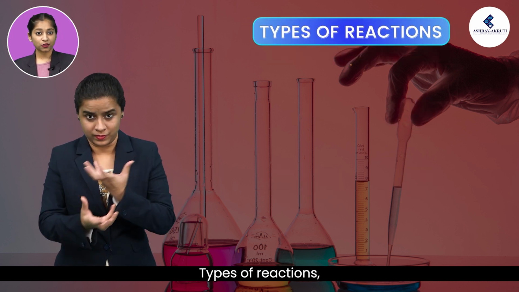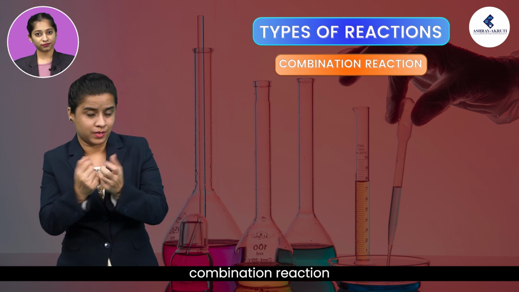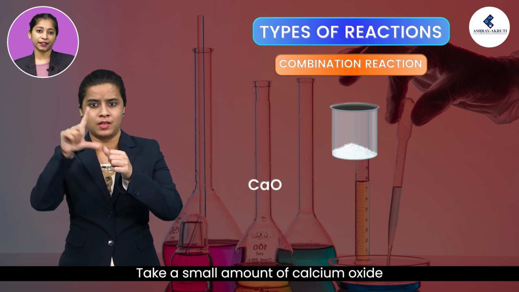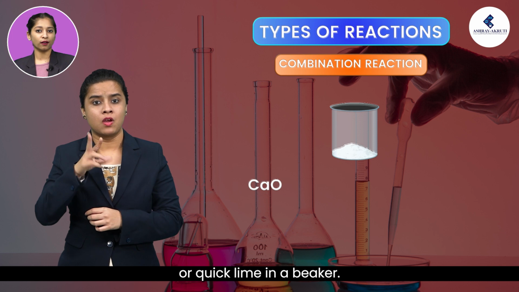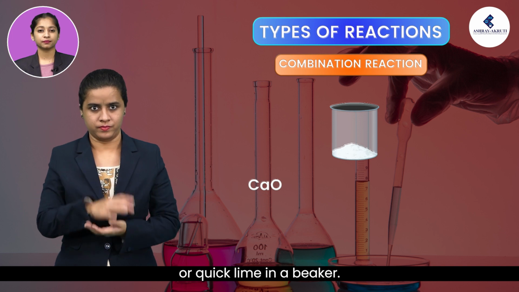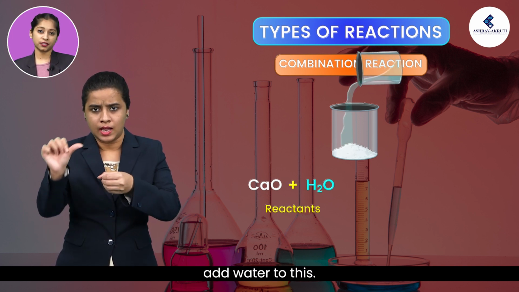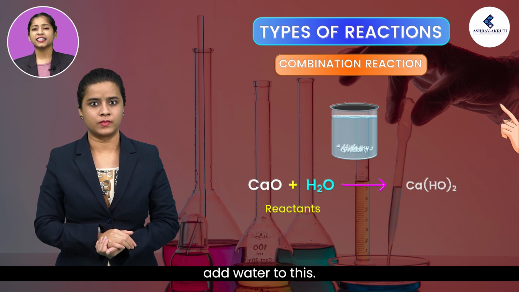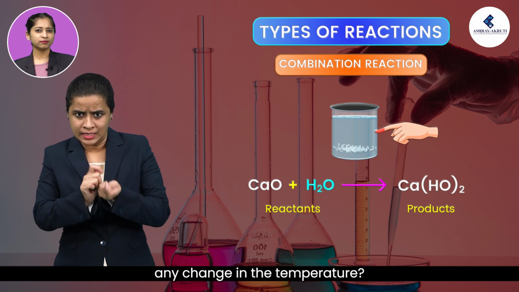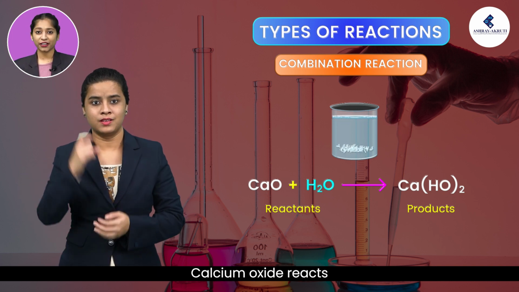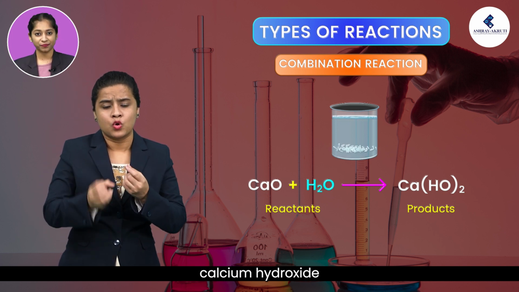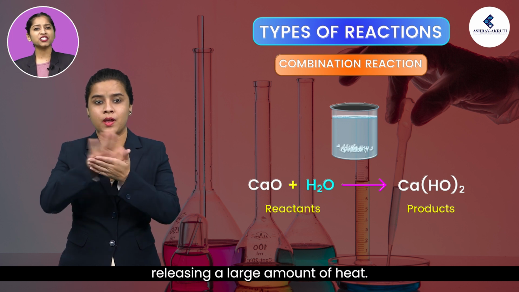Types of reactions: combination reaction. Activity: take a small amount of calcium oxide or quicklime in a beaker. Slowly add water to this. Touch the beaker. Do you feel any change in the temperature? Calcium oxide reacts vigorously with water to produce calcium hydroxide, releasing a large amount of heat.